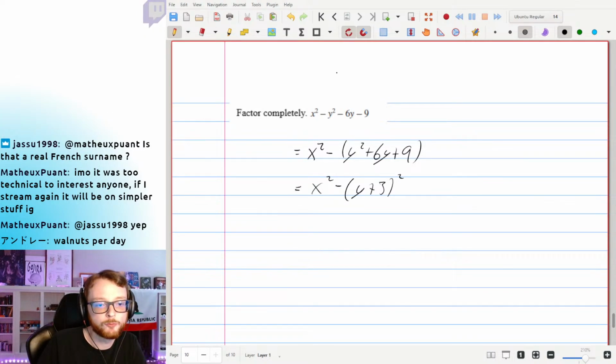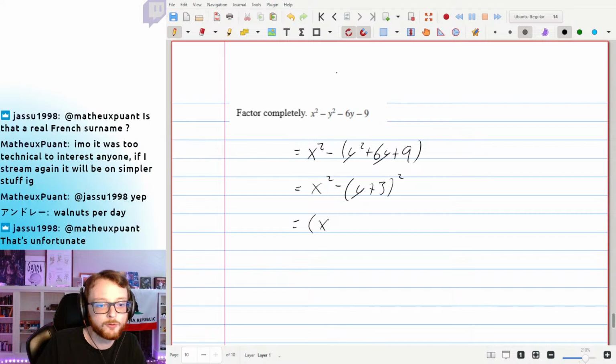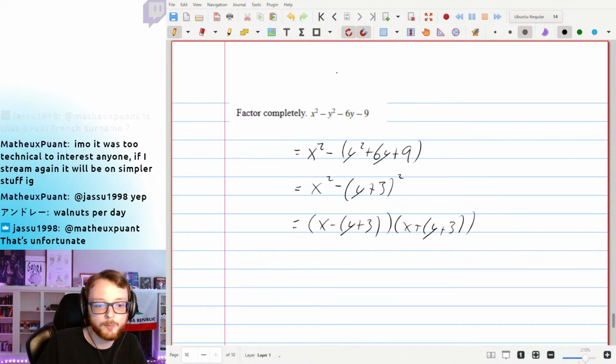Now you have the difference of two squares. It looks weird, but this is the difference of two squares. It's no different than any other one that you've seen. So you have (x minus y plus 3), and remember these parentheses, they're very important, and (x plus y plus 3). And so that's pretty much the answer there. We can clean it up a bit by getting rid of the parentheses, but I'd say this is our answer.